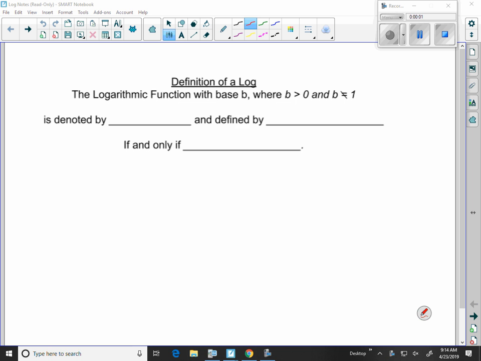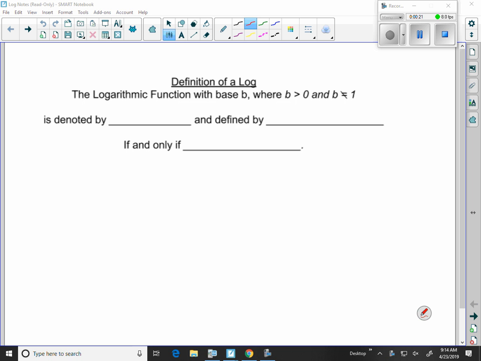All right, group. So, logs and exponentials. We've already been talking about the exponentials. Now we're going to transition to logs. The logarithmic function is actually the inverse of an exponential. So they work hand in hand, and we're going to take them from one form to the other today. That's kind of what today looks like.